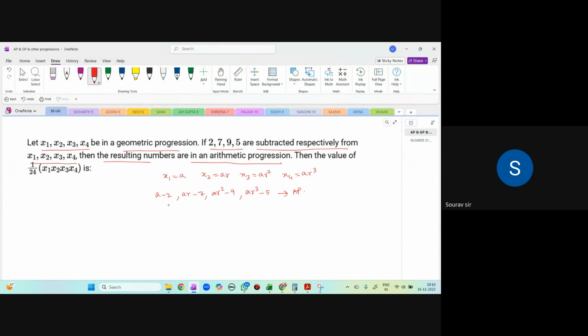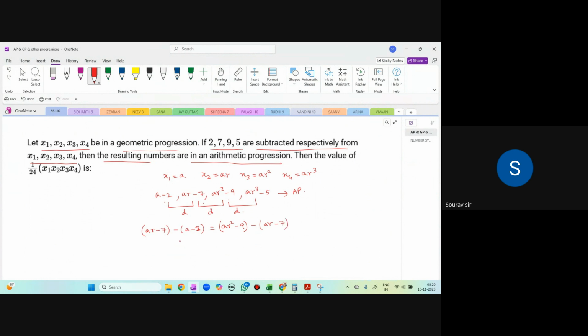So if this is in AP, then the difference between the terms will be the same. All these differences will be the same, and that's what we have to use. So the first difference would be the second minus the first: ar minus 7 minus a minus 2. This will be equal to the difference between the third and the second: ar square minus 9 minus ar minus 7.